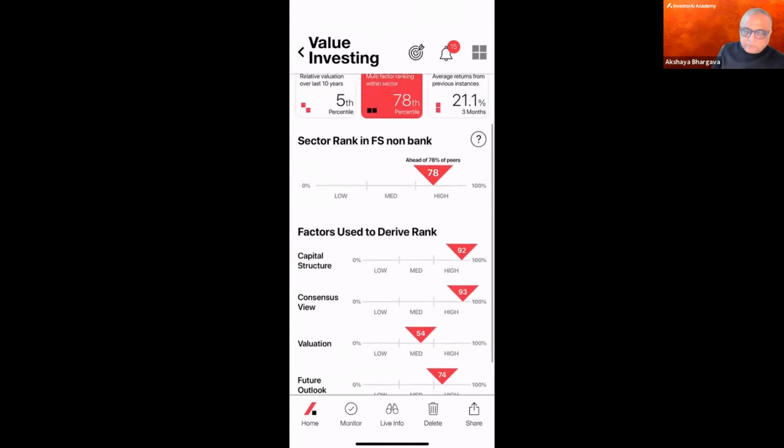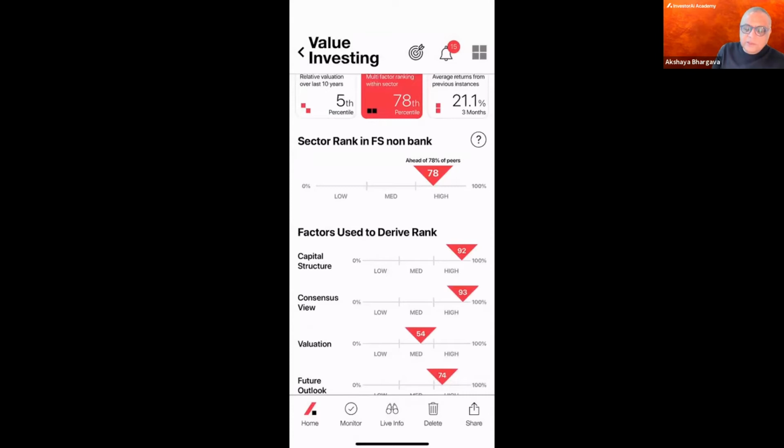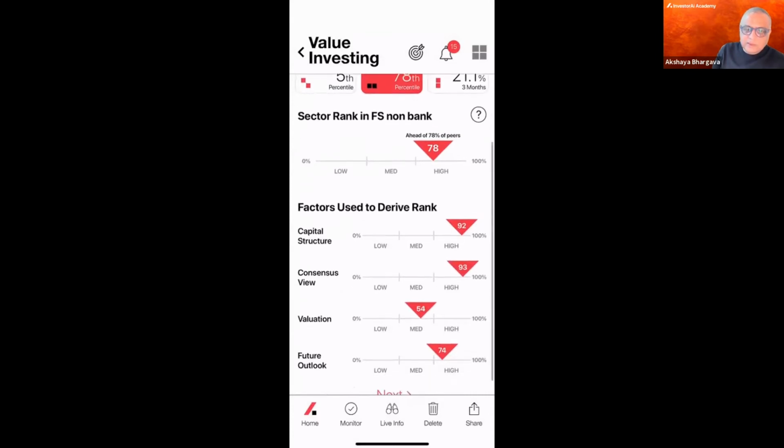By the way, I hope you can see the question mark here. Wherever you see a question mark, if you click on it, it will actually explain what you are seeing on the page. Okay, so this is a little handy guide. Anytime, wherever you see it, just click on it and you will understand it.